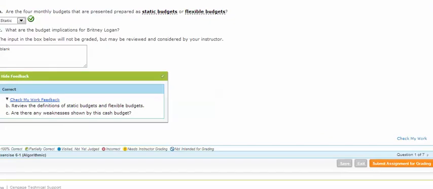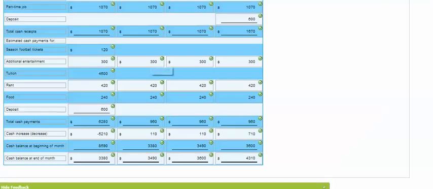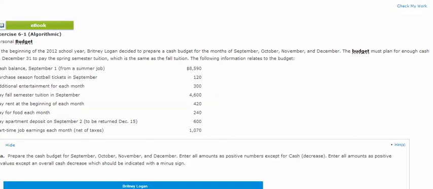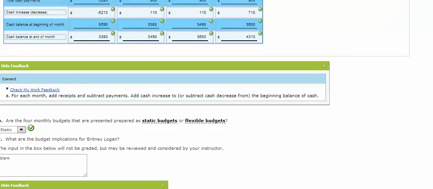Okay, well, good. What are the budget implications for Brittany Logan? There we would put in some information. One of the implications is whether we're going to have enough money at the end of December to take care of the spring semester. It said that our spring semester tuition cost in September will be the same, as I recall, as it was in the fall, and that's $4,600. Well, we're going to be short, won't be able to pay our tuition. Okay, so we would have a problem there in this case.